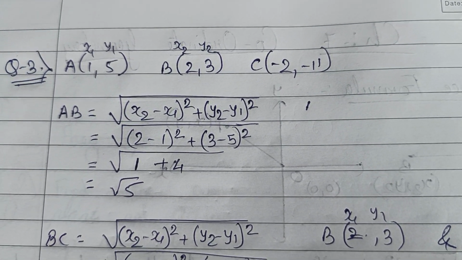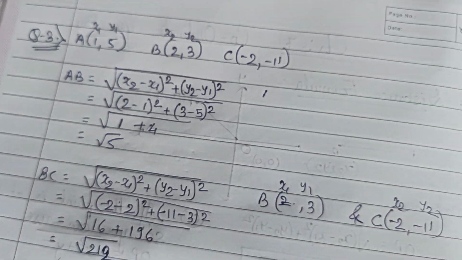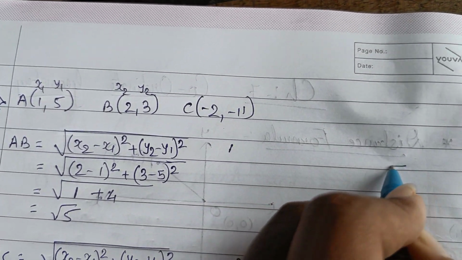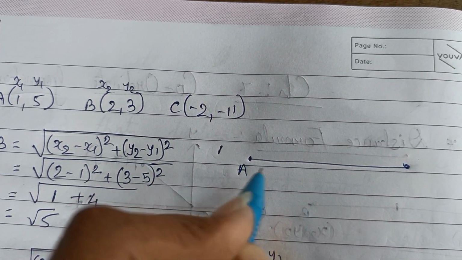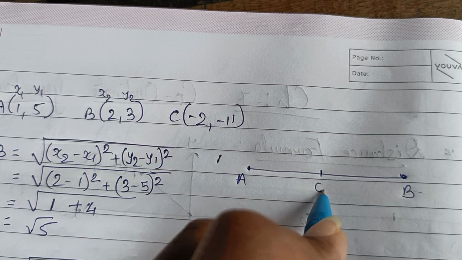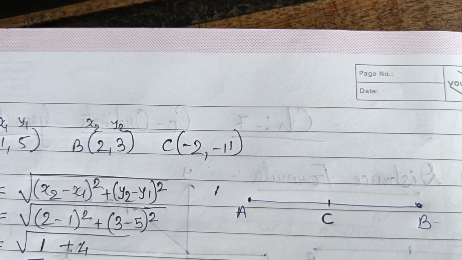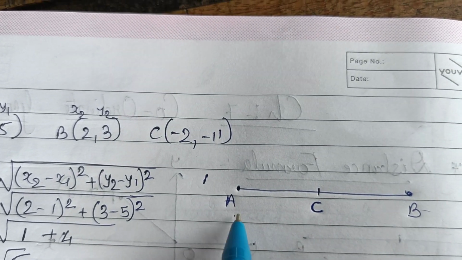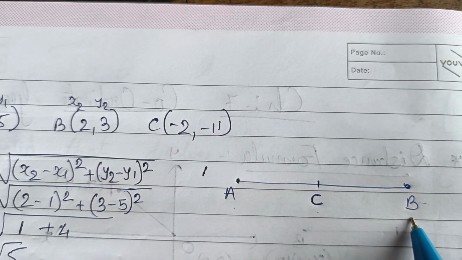Determine if the points 1, 5, 2, -3 and -2, -11 are collinear or not. See, what do you mean by collinear? If the points lie on the same line, that is, suppose you have a line A, B, and somewhere here you have point C. If these points A, B and C lie on the same line, then these points are collinear, otherwise they are not.